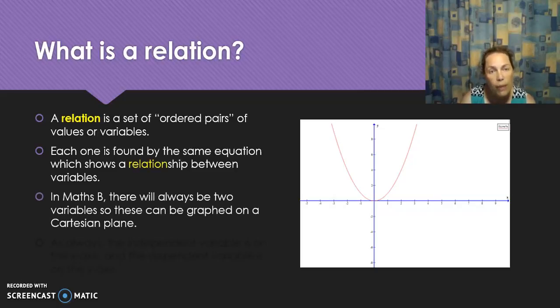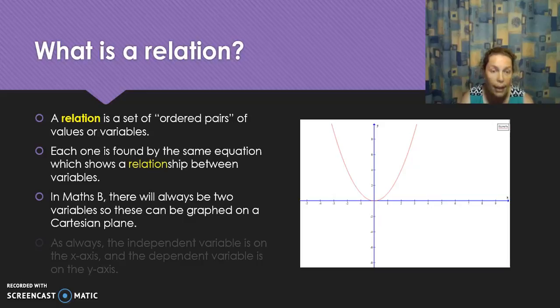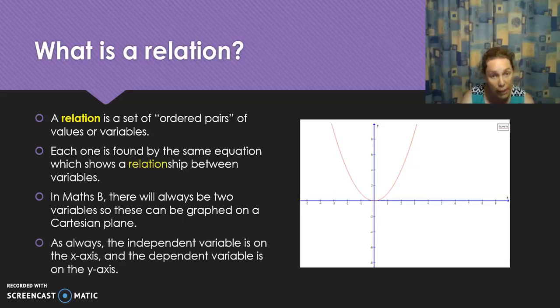When we talk about relations in Maths B, there'll always be two variables, so these can be graphed on a Cartesian plane. As always, the independent variable is on the x-axis and the dependent variable is on the y-axis. And why they are called that we'll come to shortly.